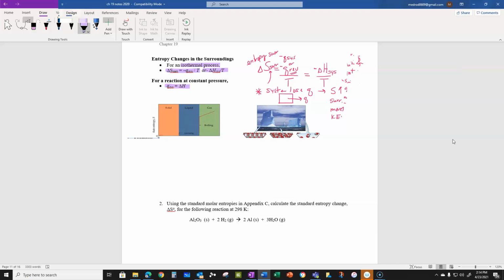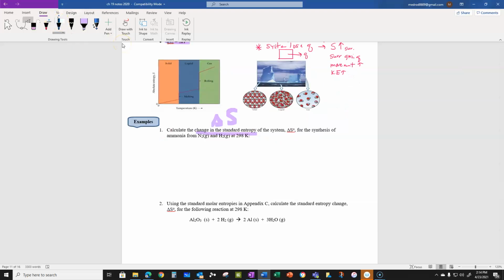Calculate the change of standard entropy, so I want that delta S, of the system for the synthesis of ammonia. Synthesis, just a fancy way of saying combination, because you know Rodriguez is not that nice to give you a balanced equation like she did on part 2. So if I want the synthesis combination reaction of ammonia, and I'm just going to say ammonia as a gas, from their elemental form. Now it doesn't matter that their elemental form is in this equation, ladies and gentlemen. We still have to look up all the S values.